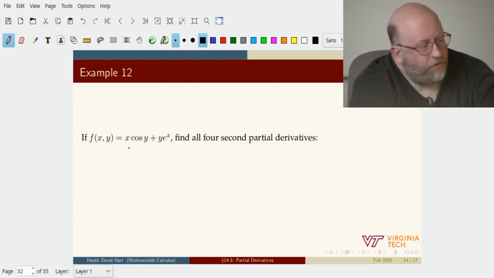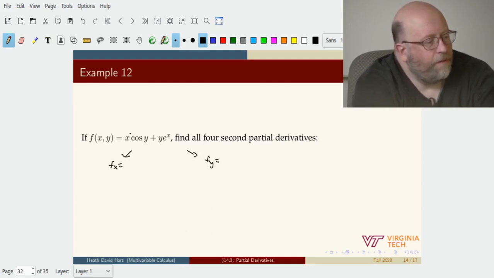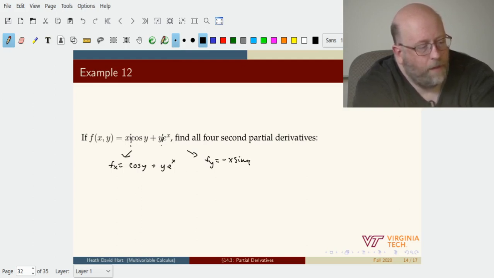So let's first find just the regular first derivatives, fx and fy. For fx, this is x times cosine y, so we get 1 times cosine y. This is y times e to the x, so that stays y times e to the x. E to the x becomes e to the x, and y doesn't change. But with respect to y, we get x times negative sine y. And y times e to the x becomes 1 times e to the x.